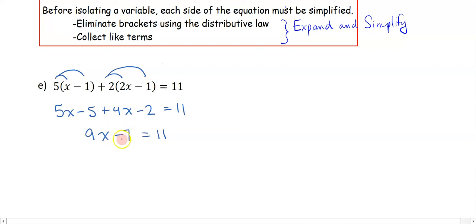I'm going to undo the subtract 7 first by adding 7 to both sides. So that becomes add 7 when it moves across. Collect like terms. Now I'm going to divide by 9, and I'm going to get x equals 2.